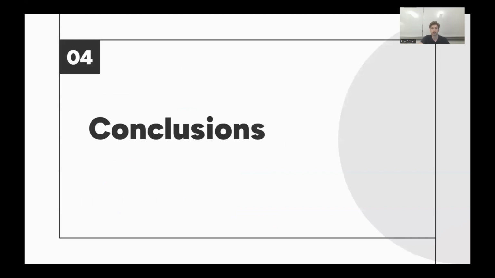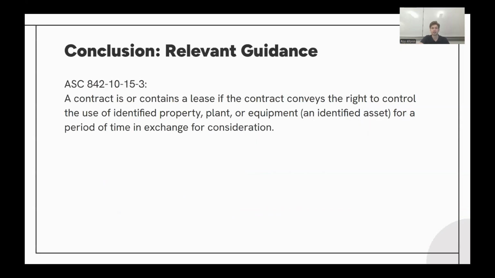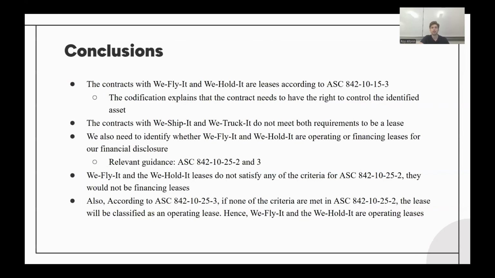And so, for our conclusions, the relevant guidance to figure out whether this is a lease or not, you have to have the right to control the use of an identified asset. And in this case, We Fly It and We Hold It are leases according to ASC 842.10.15.3, which I just went over. And for We Ship It and We Truck It, they don't meet both those requirements to be a lease. They both didn't have the right to control the identified asset, and We Truck It in general just didn't have an identified asset. Now we need to figure out if they're a financing lease or an operating lease.